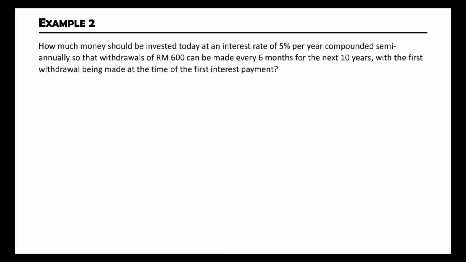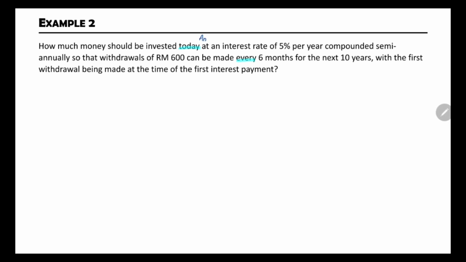Example 2. How much money should be invested today at an interest rate of 5% per year compounded semi-annually so that withdrawals of 600 can be made every 6 months for the next 10 years, with the first withdrawal being made at the time of the first interest payment. First, we look for the words each or every, which indicate an annuity. How much money should be invested today? So this indicates that this is A_n.